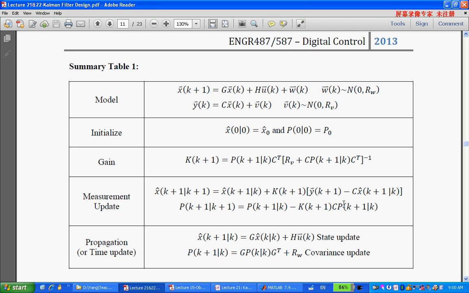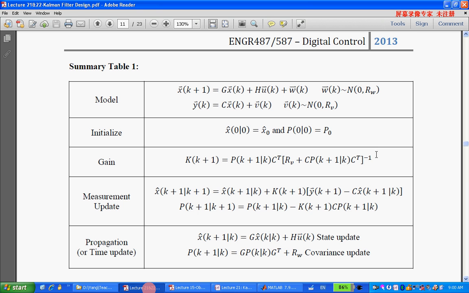Even though the mathematics behind the theory probably took a couple of pages to derive everything, when it comes to implementation, all you're dealing with are the equations here. So what do we have? First, this portion is a system model. And then you have the initial condition. You have the Kalman filter gain K here.